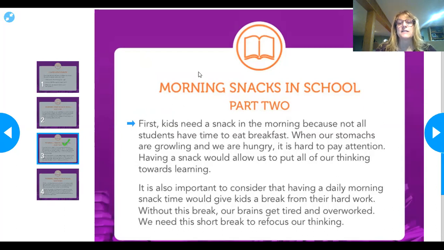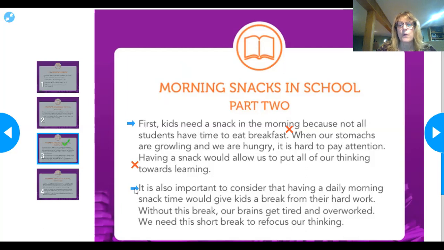And the sentences that come after that are the details. When our stomachs are growling and we are hungry, it's hard to pay attention. And having a snack would allow us to put all of our thinking towards learning. So these are the examples that come after this reason. And we're ready to go to the next paragraph.